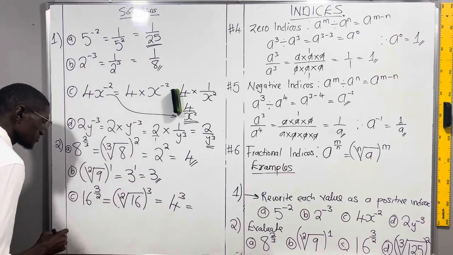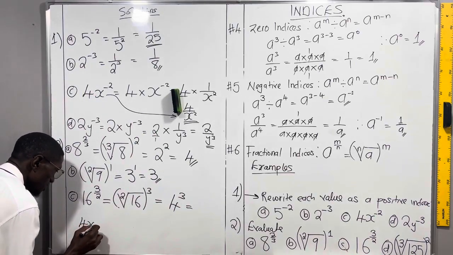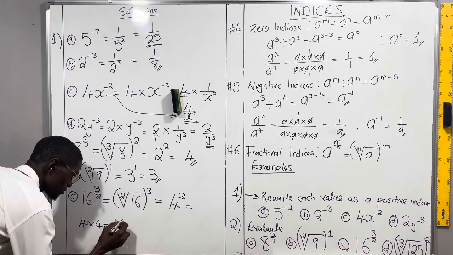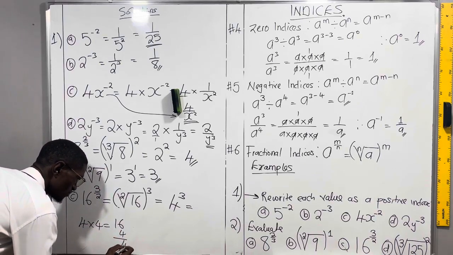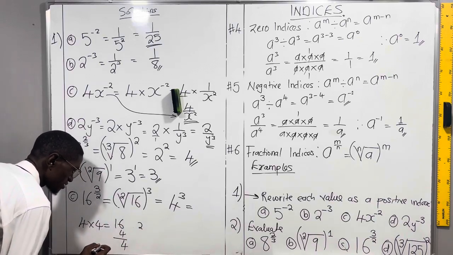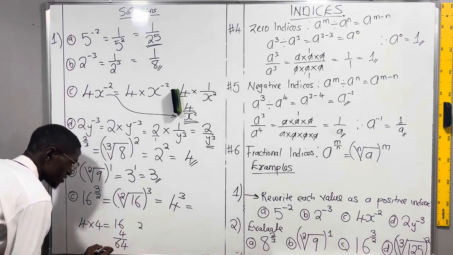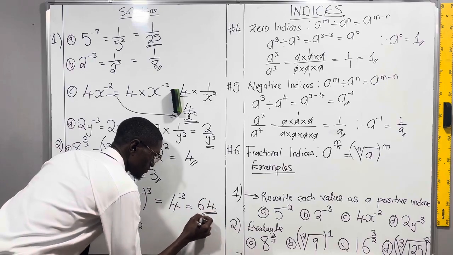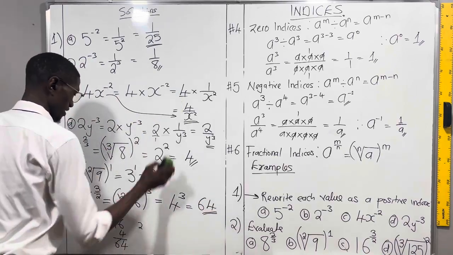Okay? 4 cubed simply means 4 times 4 giving us 16. 16 times 4, 6 times 4 there will give us 24. Remember 2. 4 times 1 gives us a 4 plus that 2, 64. Therefore, 4 cubed gives us 64 as our final answer.